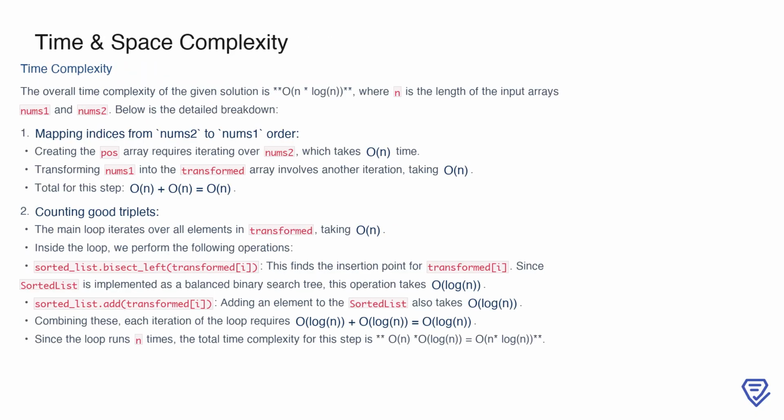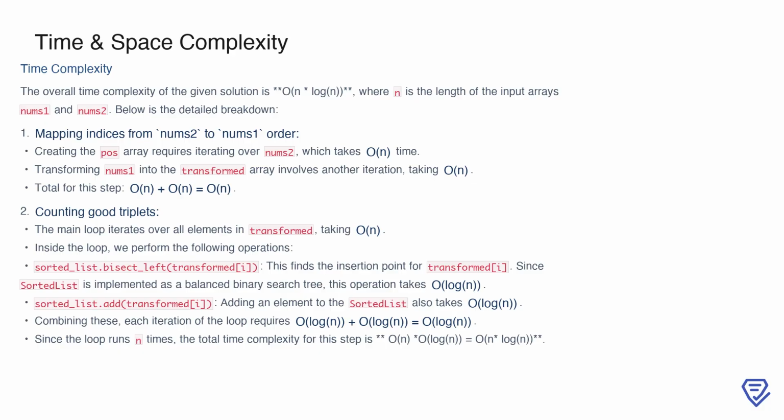Here, we analyze the time complexity of the solution. The overall complexity is O(n log n), where n represents the length of the input arrays, nums1 and nums2. Let's break this down step by step. First, we map the indices from nums2 to the order of nums1. This involves two operations: creating the POS array, which requires iterating over nums2, and transforming nums1 into the transformed array by iterating again. Both operations individually take O(n), giving us a total of O(n) for this step.